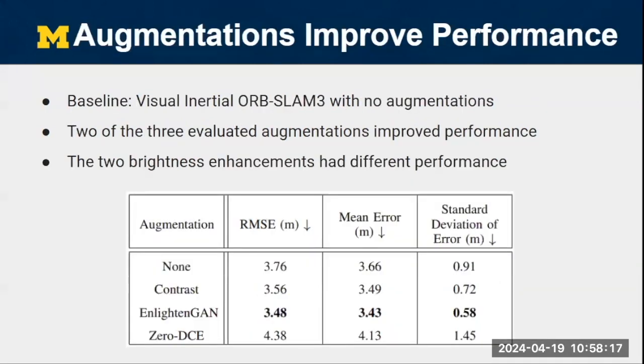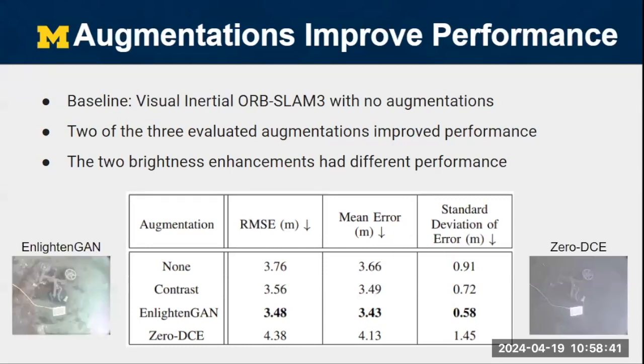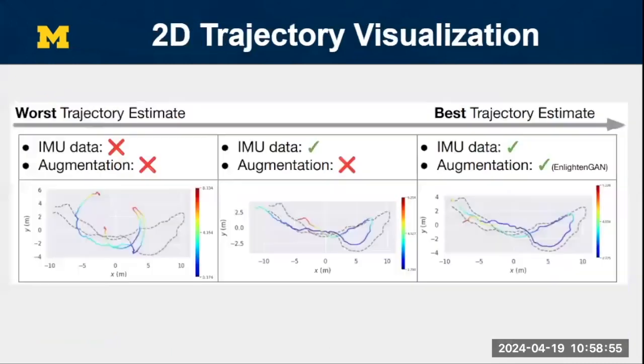Our next experiments assessed how image augmentation affected the performance of Visual Inertial OrbSLAM 3. We report the full transformation error on 3 metrics. Compared to a baseline with no augmentations, EnlightenGAN and contrast enhancement improved performance while 0DCE reduced performance. Interestingly, the 2 brightness enhancements had vastly different results. To determine why this is the case, we visually assessed images from EnlightenGAN and 0DCE, and we determined that 0DCE improves brightness at the expense of contrast, which we hypothesize is why it performs worse.